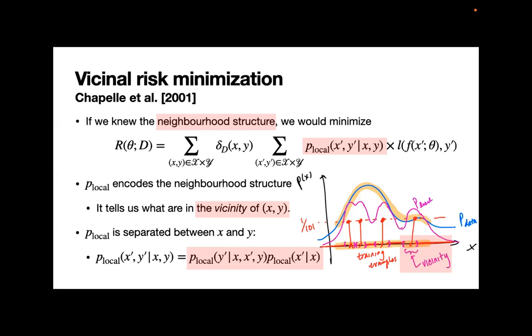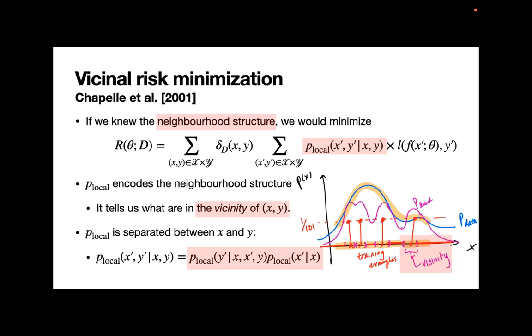So in 2001, Olivier Chapelle, the late Chapelle, and others proposed the idea of vicinal risk minimization. So if we knew the neighborhood structure, that is, given any point on the data manifold, if I knew the neighboring structure, that is, what are the neighborhoods of these training examples that still are part of this data manifold, then we wouldn't actually minimize the empirical risk.